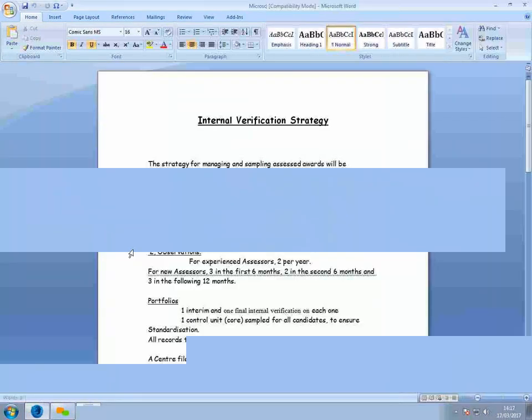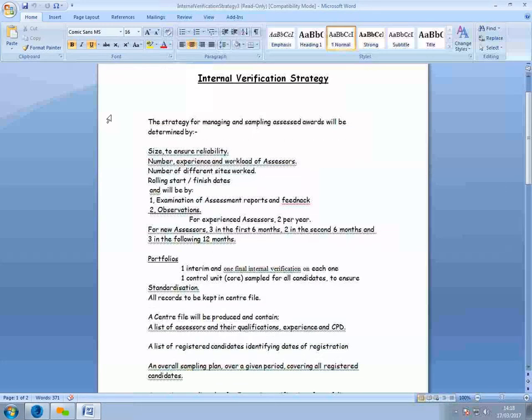This is an internal verification strategy that I produced for a college in West Lancs some time ago. The material that's in it is applicable to just about everything. It was a standard strategy that I put forward. It looks at a whole range of the things that we have looked at for the last 2 or 3 days on the presentations.